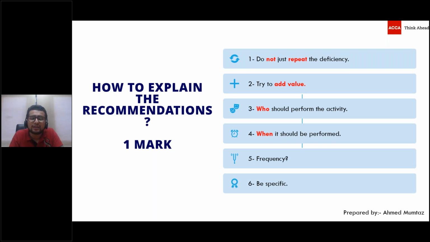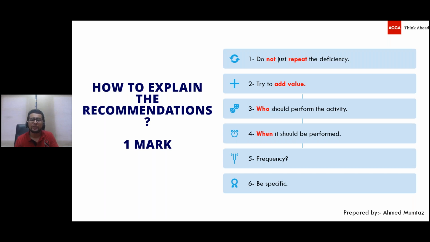You have to be specific when it comes to recommendation. Dear students, a common mistake which students all over the world commit when it comes to recommendation is they just rewrite the deficiency. How? When the goods are received, they are not checked for the quality. So a poor answer would say, when the goods are received, they should be checked for the quality. That's it. The examiner will not give you marks for just repeating the deficiency.